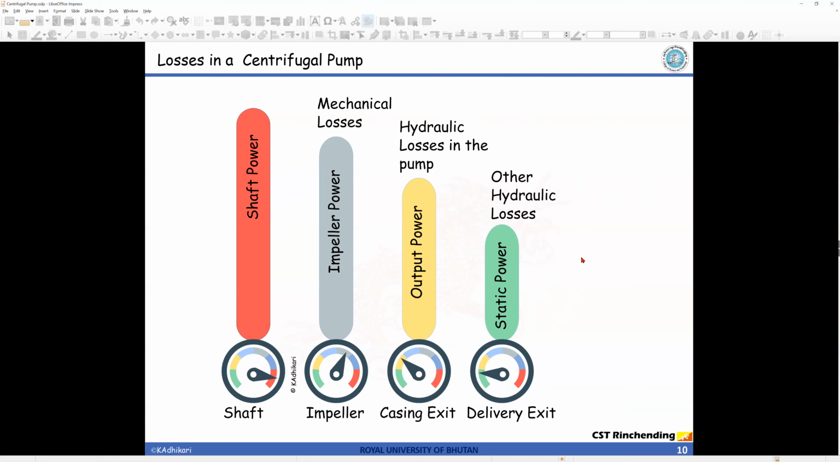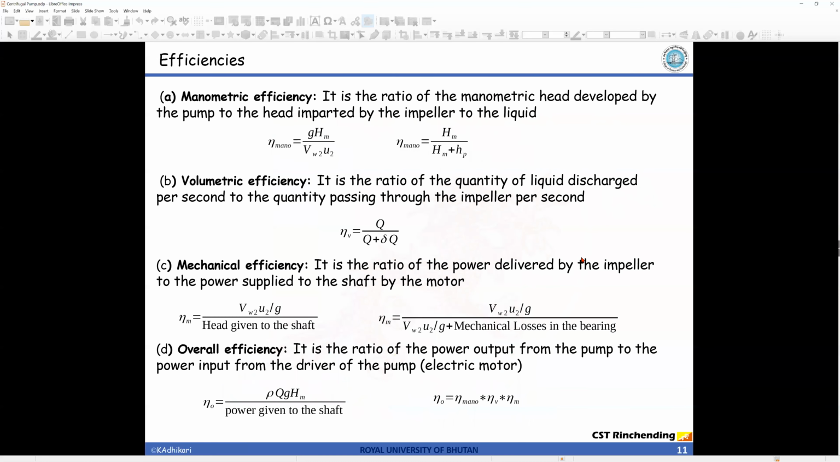With this, let's also discuss the efficiency. Whenever there are losses, it makes sense to talk about efficiency. Like in turbines, there are 4 types of efficiencies in the pump. Number 1 is the manometric efficiency, and it is defined as the ratio of manometric head developed by the pump to the head imparted by the impeller to the liquid. In other words, it is the manometric head divided by the total head that is added to the liquid.